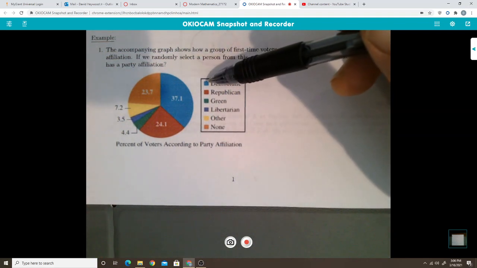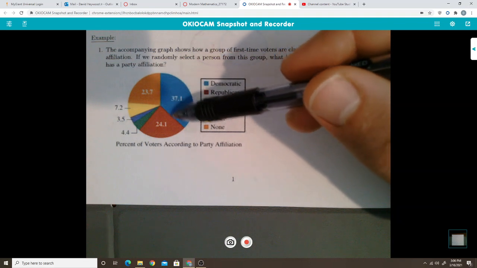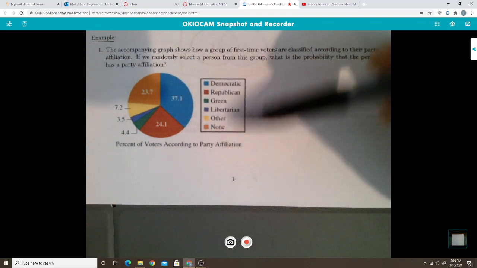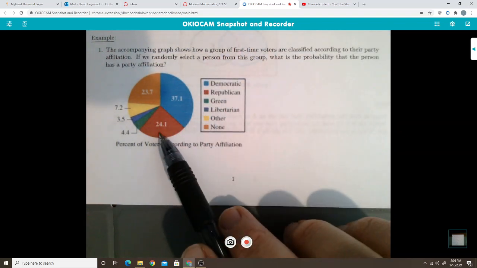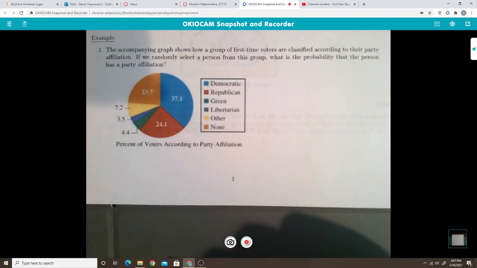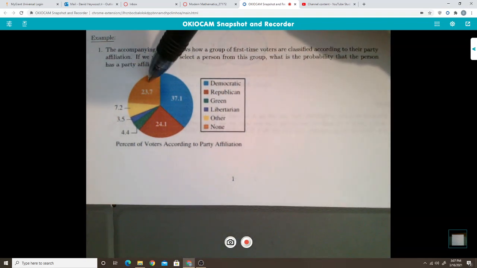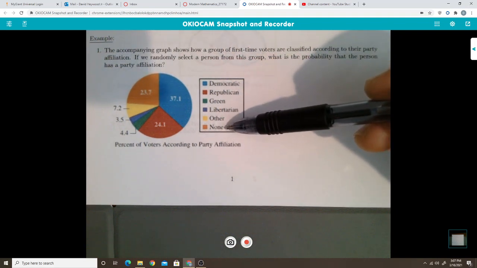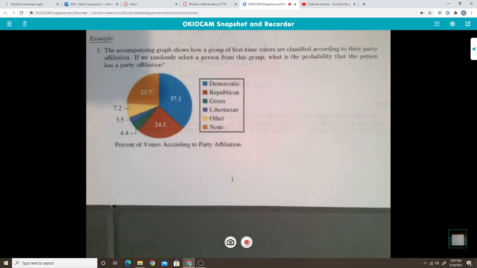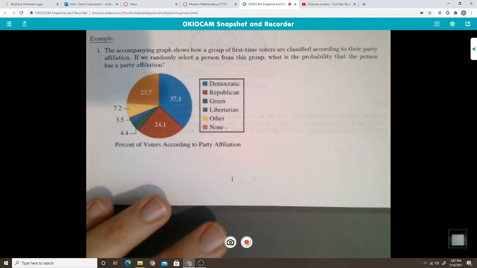So this blue represents Democratic. So we've got 37.1% of first-time voters are Democrats. And then 24.1% of them are Republicans. But then look at this orange one, right? What does orange represent? 23.7% of people are in the orange category, but what's the orange category? It's none. Okay, it's none. So these are the people who are unaffiliated, right? They don't have a party affiliation. So 23.7% of people don't have a party affiliation.